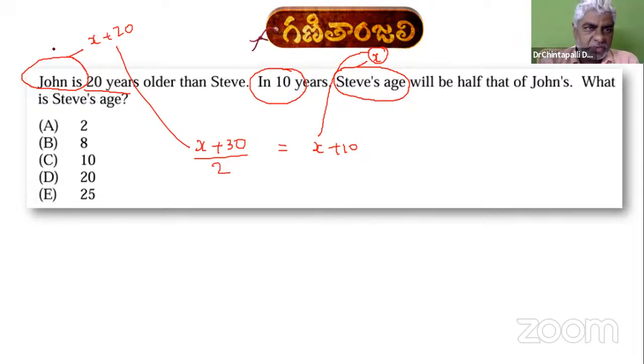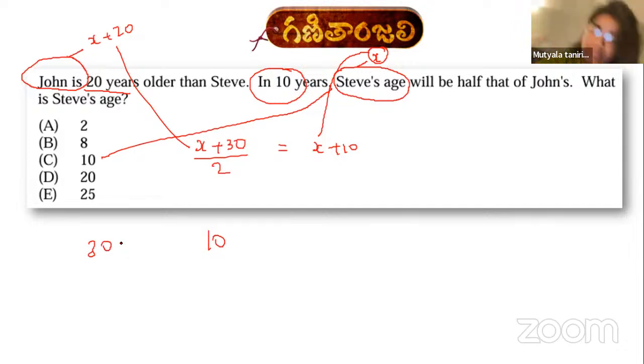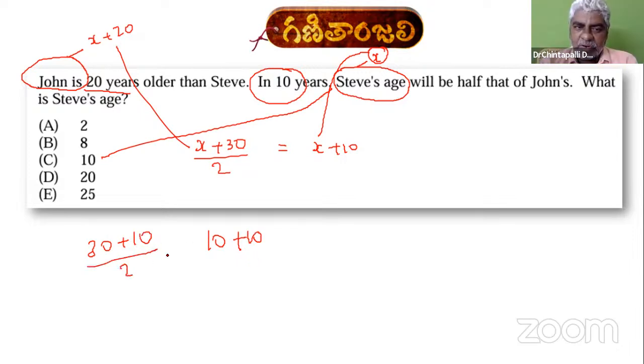You can verify it also. If Steve's age is 10 years, then John's age will be 30 years. What happens in 10 years? John's age will be 40 years and Steve's will be 20 years. Half of 40 is equal to 20 only.